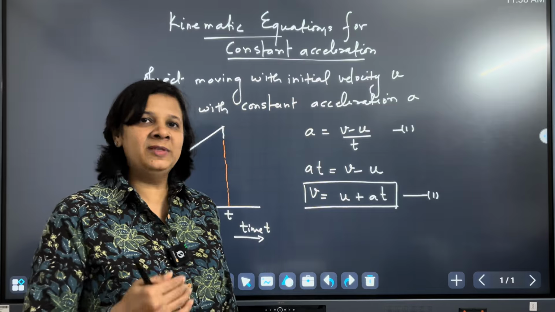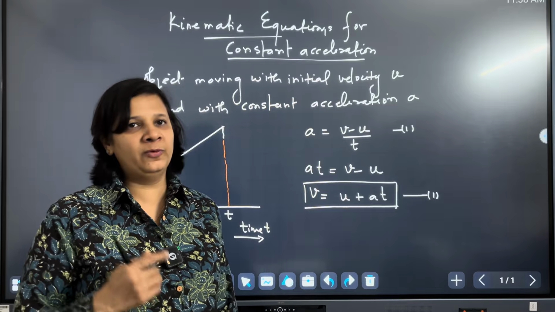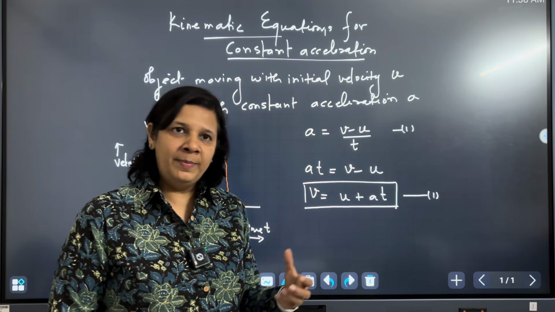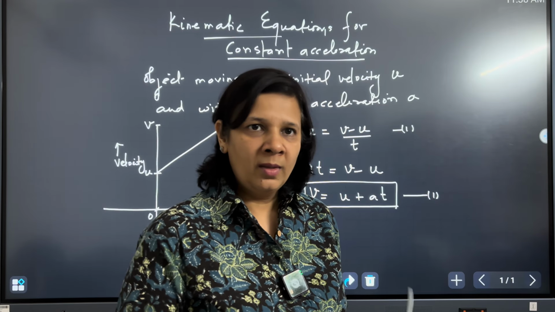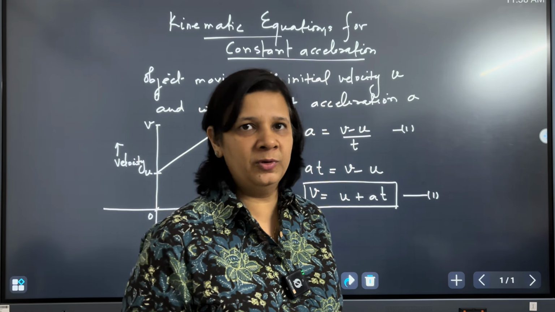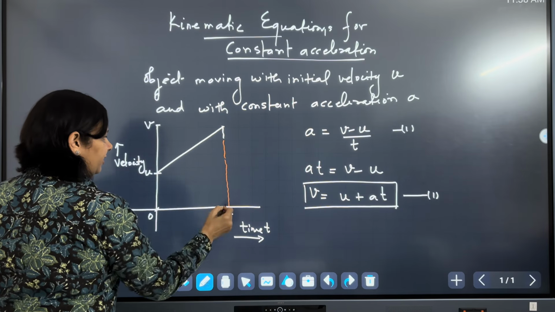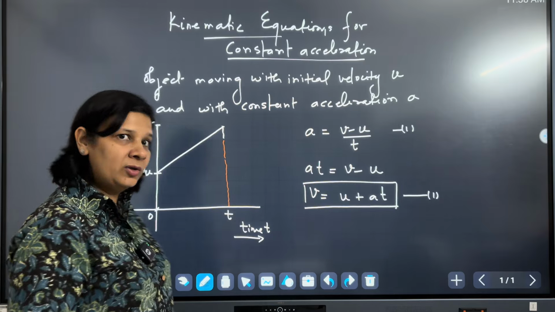Okay, now I want to find the displacement of this object. Okay, that in time t, how much is the displacement of an object? So, displacement is a vector quantity, right? Basically, it is the difference between the initial and the final position. So, object was here and now the object has velocity, but this is a velocity time graph.